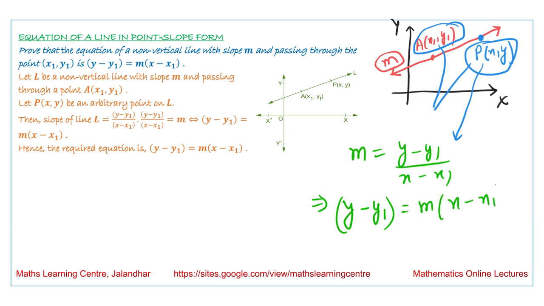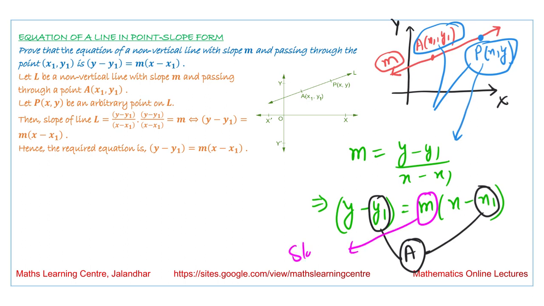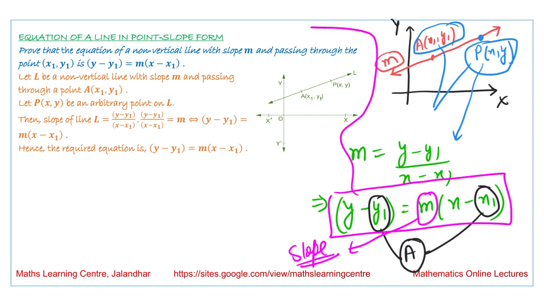x minus x1, where x1, y1 are the coordinates of the point A, and this value m is the given slope. So this form of equation of a line is called the point slope form.